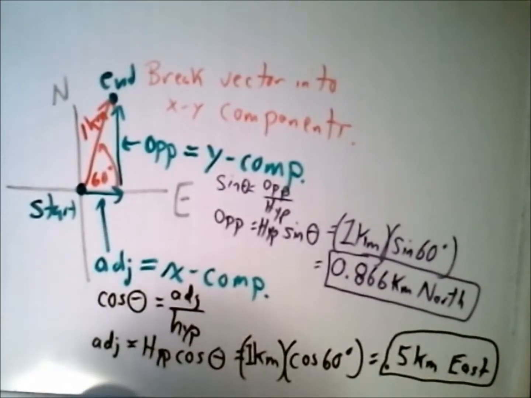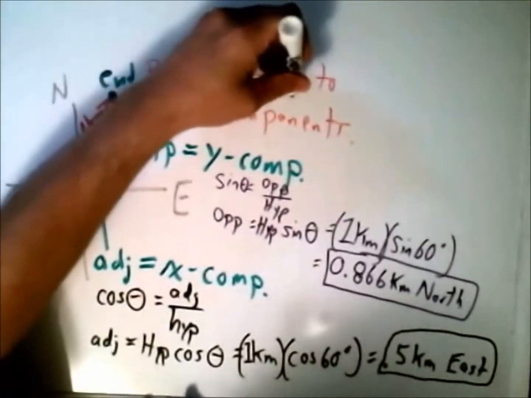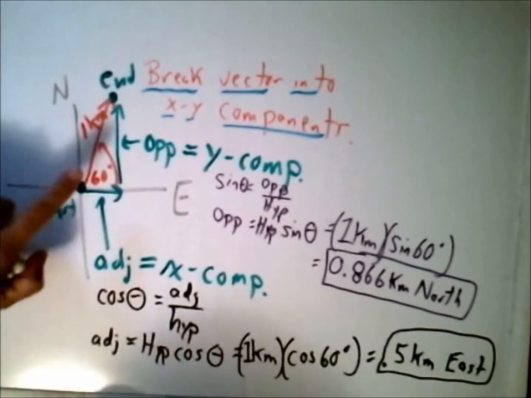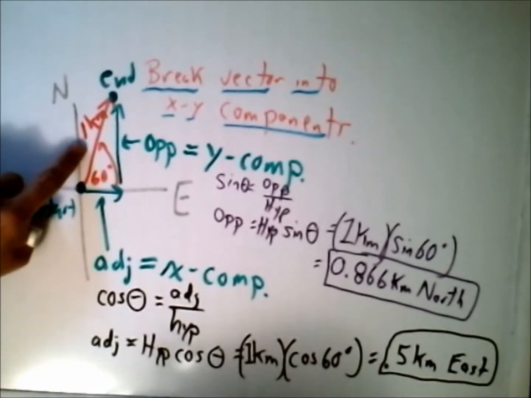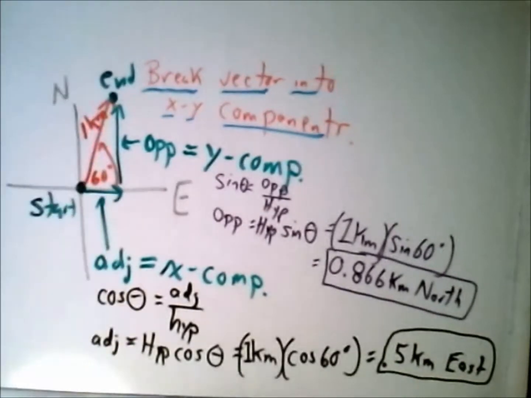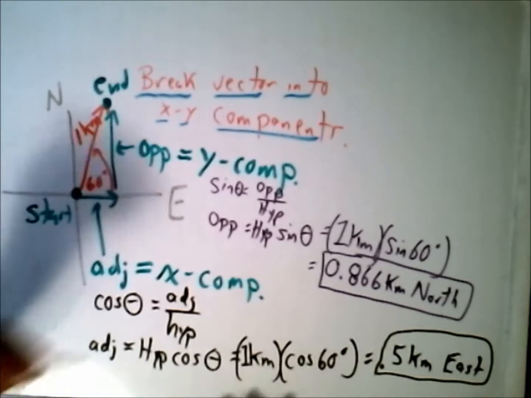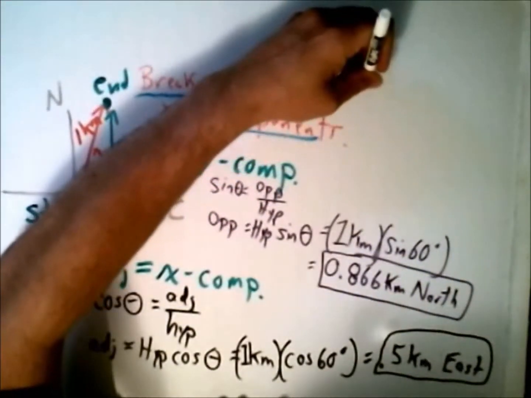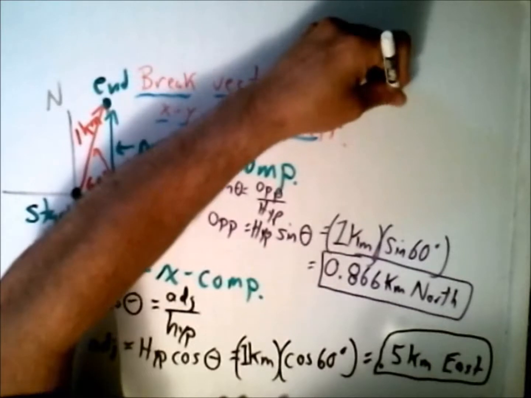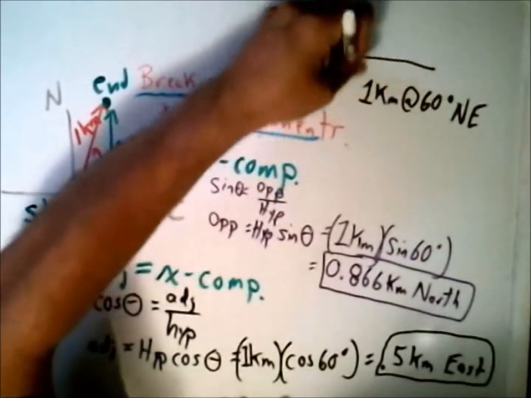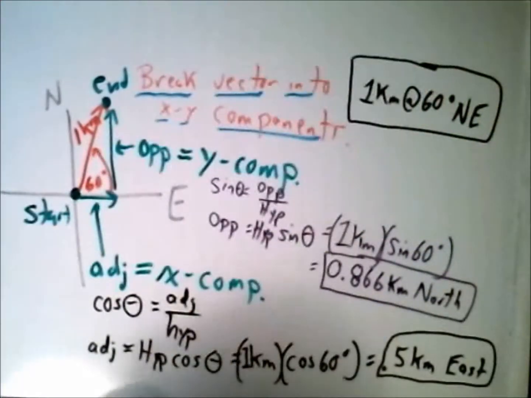So when we talk about taking a vector and breaking it down, we are breaking the vector into the x and the y components. What I'm saying is, this particular vector is 1 kilometer at a 60-degree angle northeast. Okay, so that's what we're starting with. We started with 1 kilometer at 60 degrees between the north and the east. That's the real component right there.